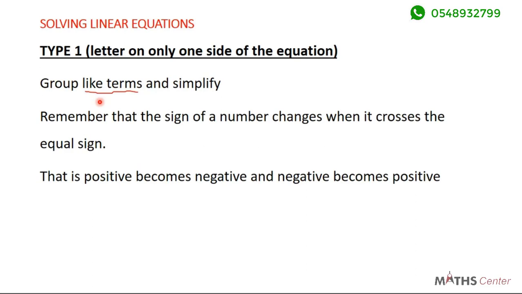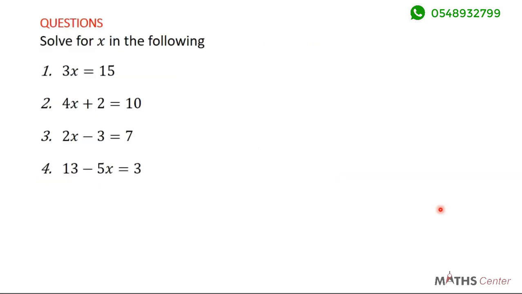Now, in grouping like terms, remember that the sign of a number changes when it crosses the equal sign. That means that positive becomes negative and negative becomes positive. When we pick examples, you will understand what this statement means. So let's solve some examples. Solve for x in the following. You have been given 4 questions, so we take them one after the other.